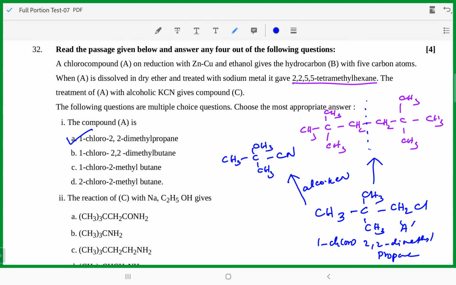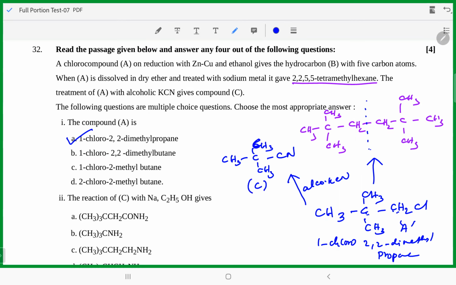If it forms a double bond, this carbon should have the hydrogen. Here that carbon doesn't have the hydrogen, so beta elimination is not possible. This is the alpha carbon, this is the beta carbon. If the beta carbon has hydrogen, it will undergo dehydrohalogenation. Where is the hydrogen? It will not undergo elimination, so a double bond will not form. So we have to look at the structure also. It becomes the cyanide, so this is C.